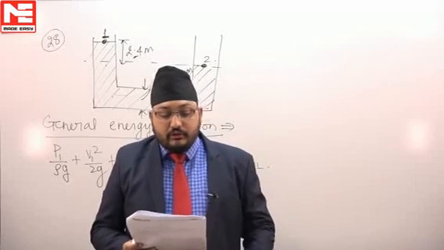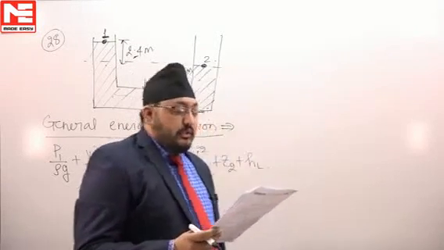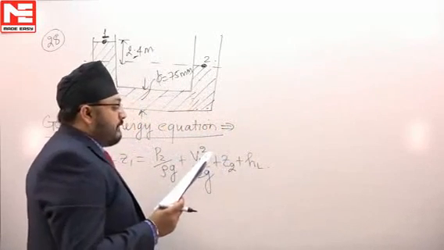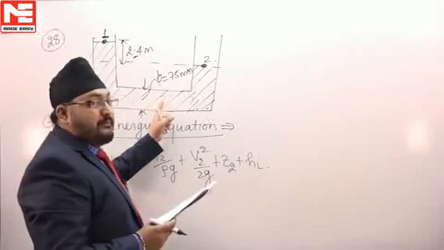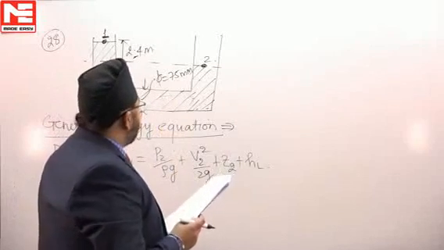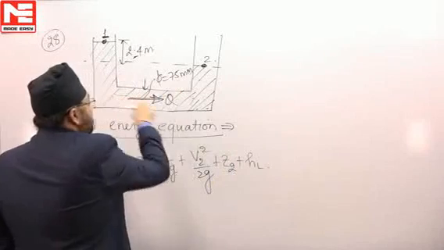Question number 28. Two vessels in which the difference of surface level is maintained constant at 2.4 meter are connected by a 75 mm diameter pipe 15 meter long. So these two are vessels and they are connected by a pipe whose diameter is 75 mm and length is 15 meter, right? And we have to find out the volume flow rate Q through this pipe.